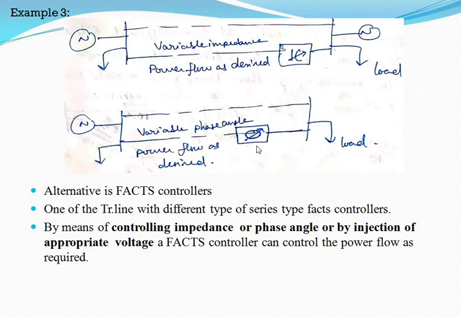And the second figure shows the phase angle regulator. It's also a fully thyristor controlled FACTS device. By changing the phase angle, we can also change the real power, so that we can transmit the power as desired. So by introducing the FACTS devices, we can transmit the power as per our requirement.